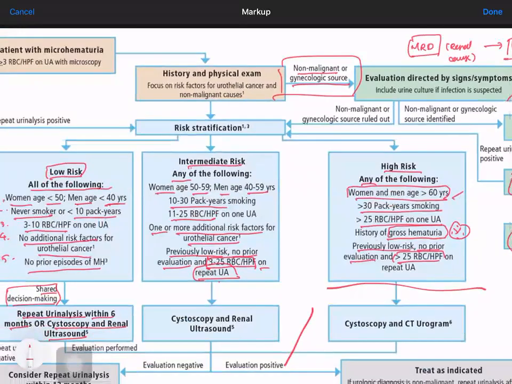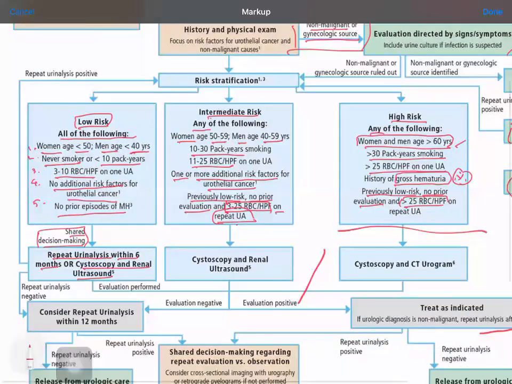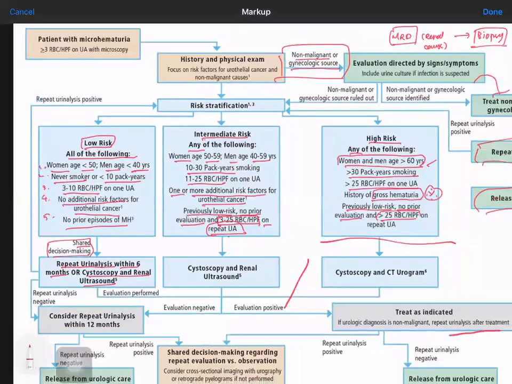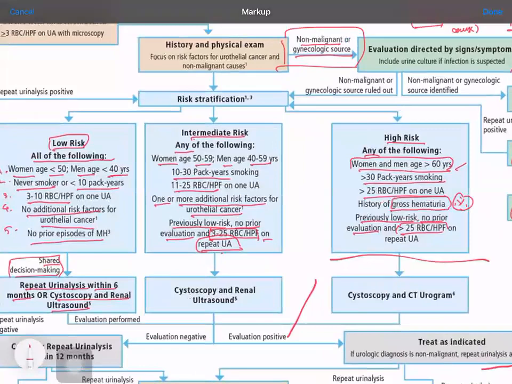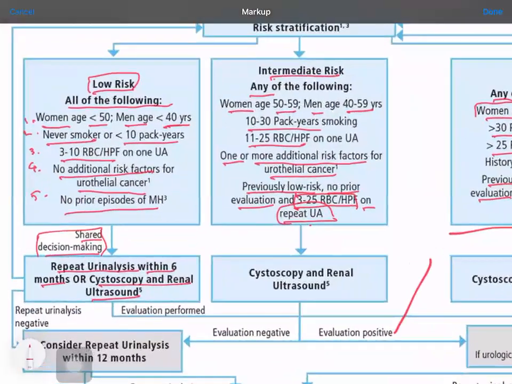And here first we are going for imaging. If we are sending the patient for nephrology, they will do a biopsy first. And if you are going for urology, especially for ruling out genitourinary malignancy, there we are going to do imaging. For a low risk patient, we have to make a decision whether to repeat urine analysis within 6 months or go for cystoscopy and renal ultrasound.